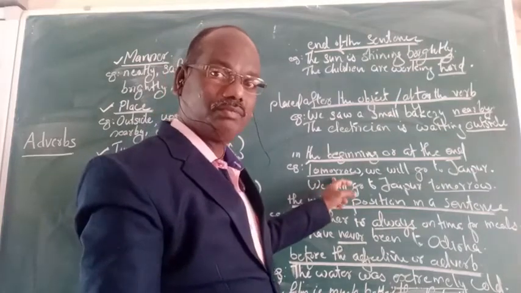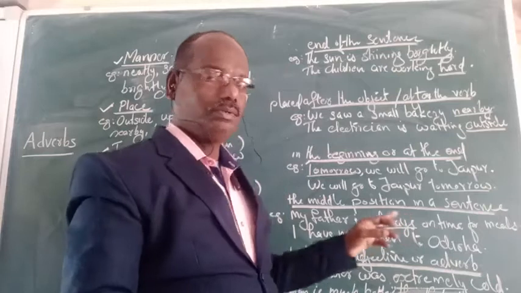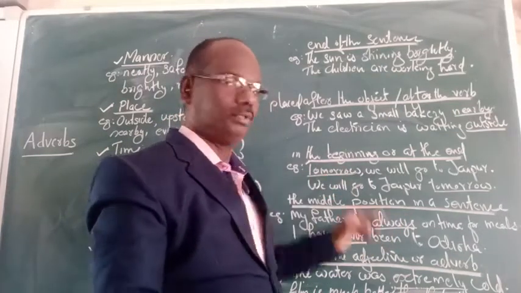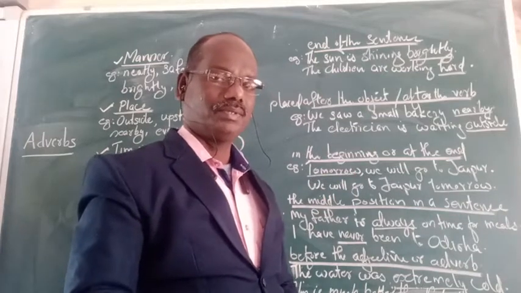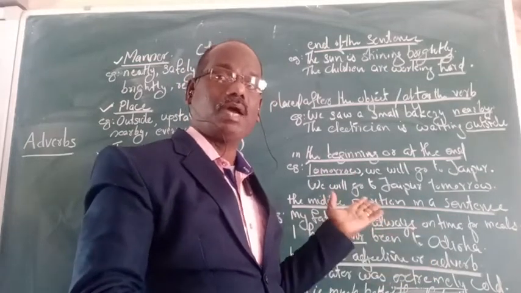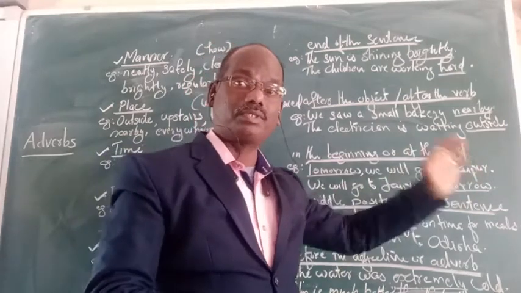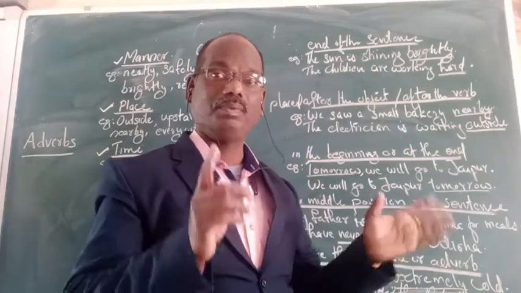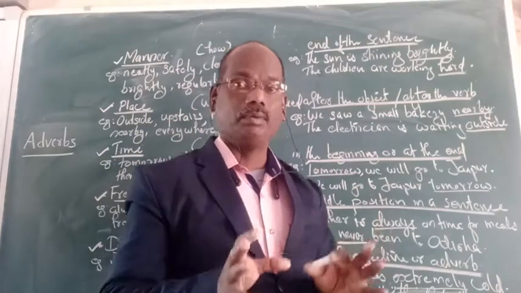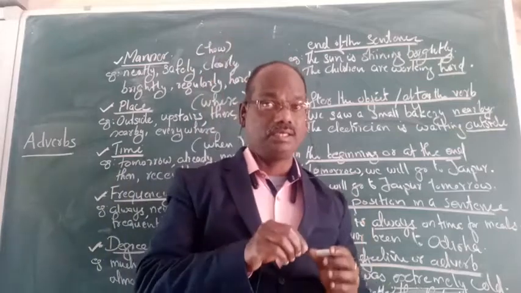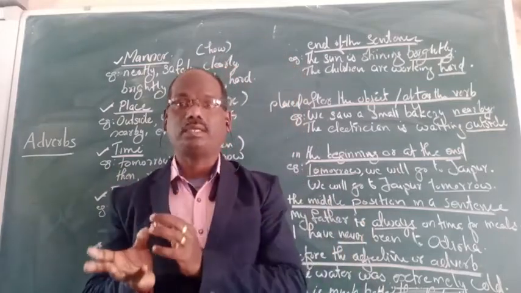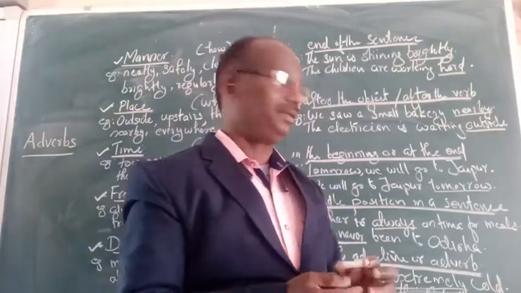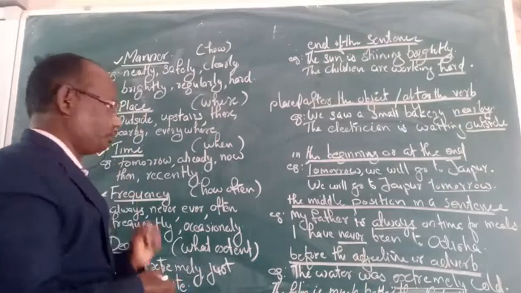Tomorrow is the adverb in this sentence. We are using that adverb in the beginning of this sentence. Also we can use the same adverb at the end of the sentence. We will go to Jaipur tomorrow. No meaning change. So the adverb of time we can use either in the beginning of the sentence or at the end of the sentence. Understood? Okay. The adverb of frequency.